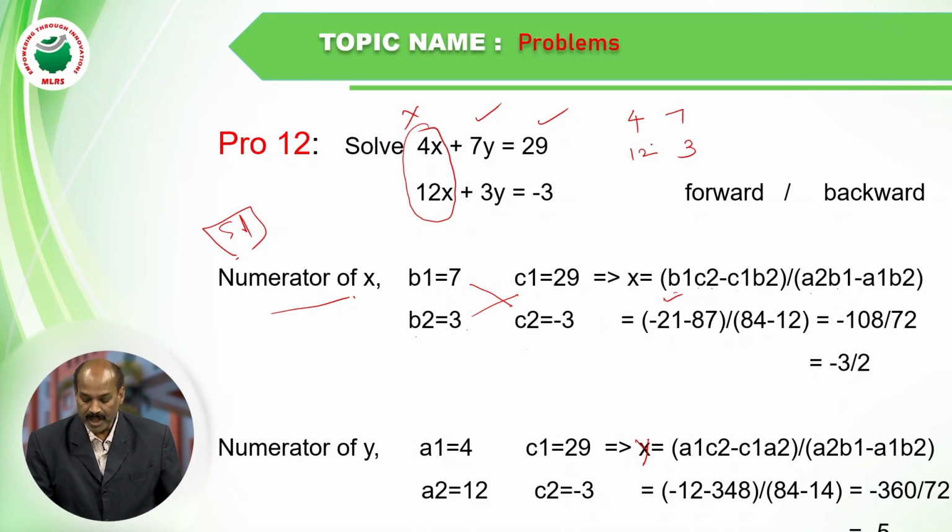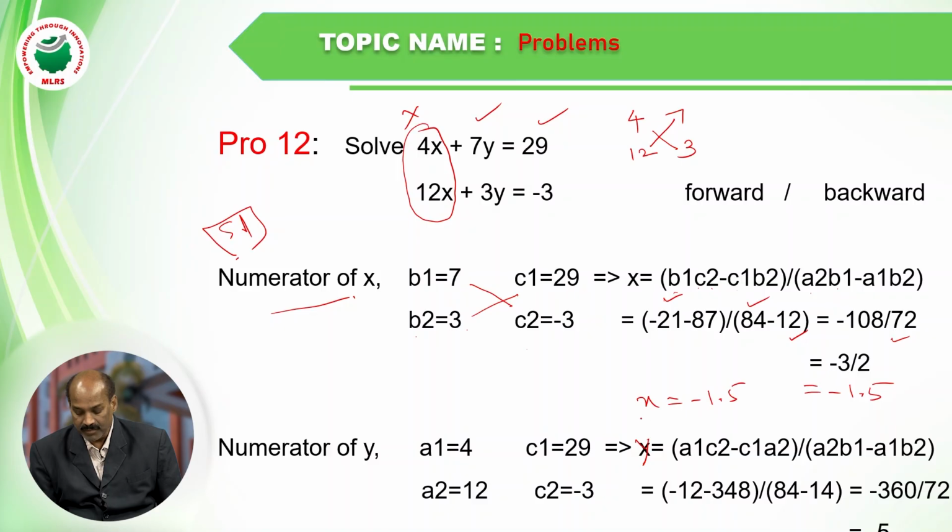Now backward, this backward means this to here, 12 into 7, that is 84, and minus 4 into 3, that is 12, minus 12. So simplify this, you will get minus 108 by 72, and that value is given by minus 3 by 2, that is minus 1.5. So x value is given by minus 1.5.